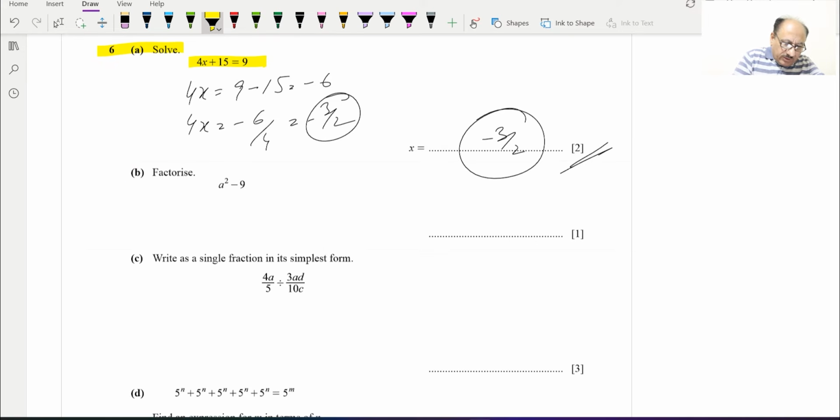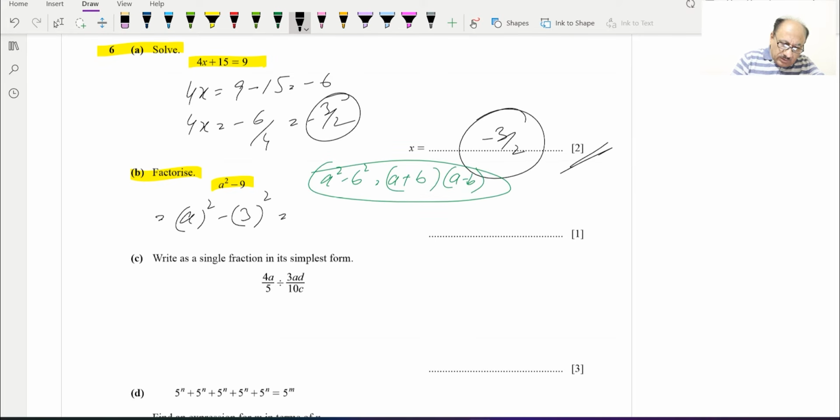Now B part, factorize. We can write a square minus 3 square, and the formula will be a square minus b square is equal to a plus b into a minus b. This will be the formula which we'll be using, and this will be written as a plus 3 into a minus 3. So a plus 3 into a minus 3 will be the final answer for 1 mark.